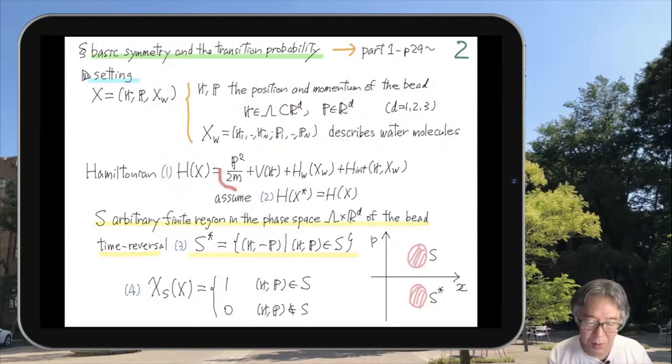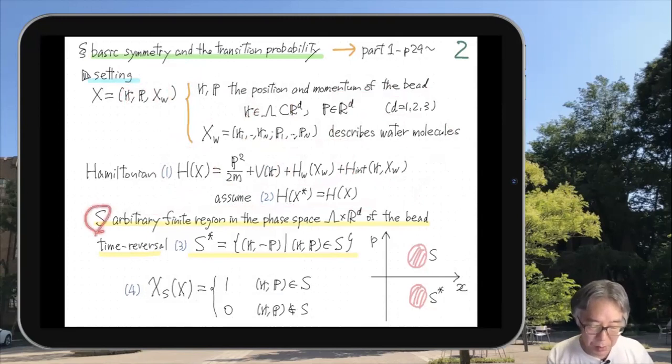It's a sum of the Hamiltonian of the plastic bead, the Hamiltonian of many, many water molecules, and the interaction part. We assume that this is time reversal invariant. Okay, so these are almost the same as in part 1. Here comes a slight difference.